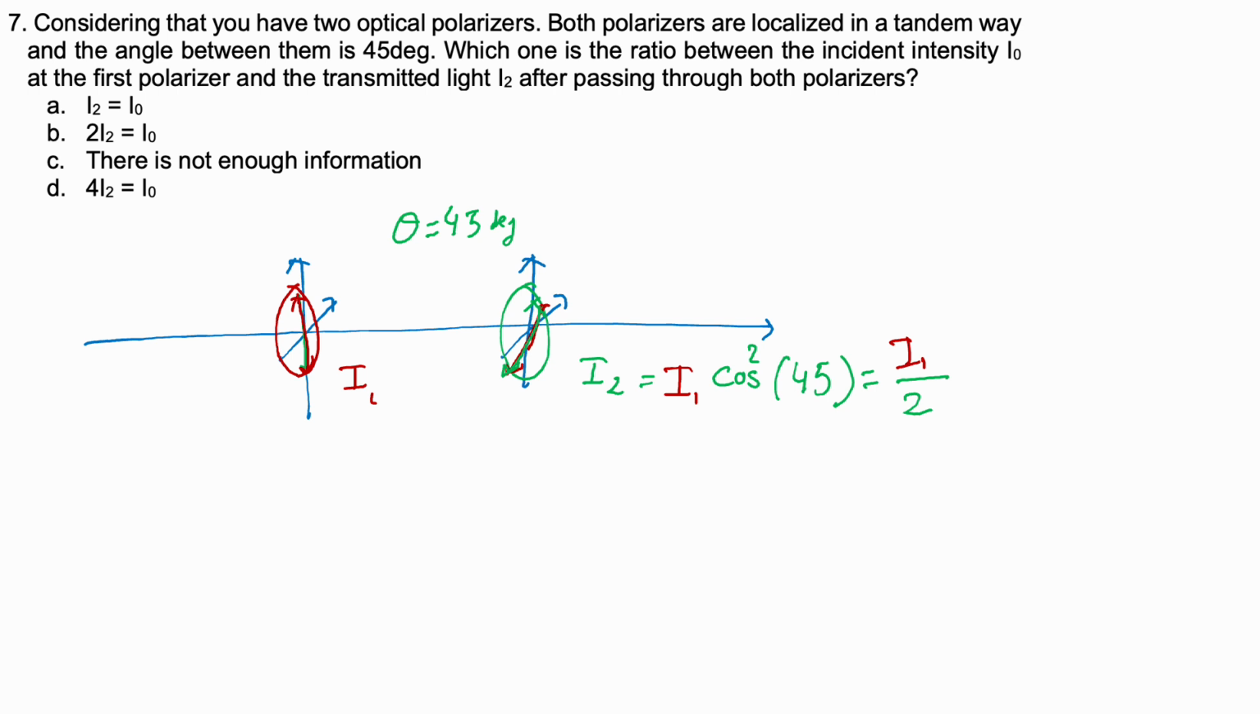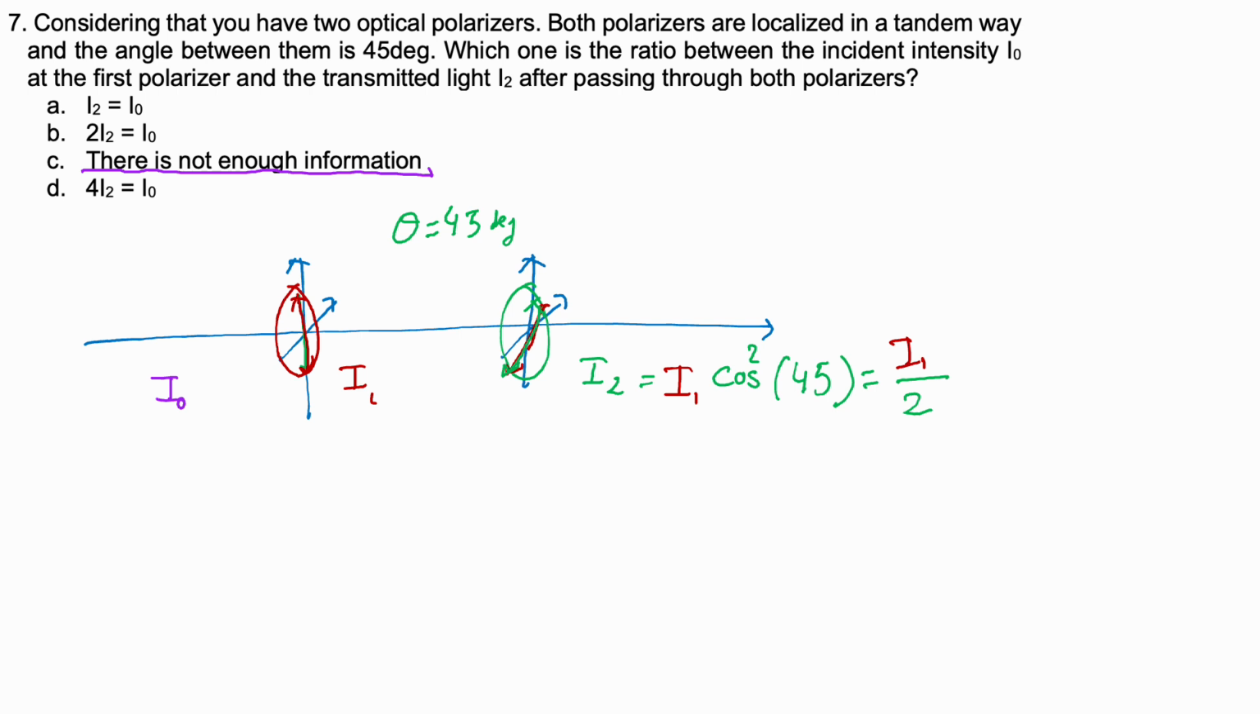We know the relationship between the intensity incident on the second polarizer and the output. They ask us for the ratio of the output intensity with respect to the intensity incident on the first polarizer. So we need to know what the output intensity of the first polarizer is with respect to the incident one. And a priori, we don't have enough information.